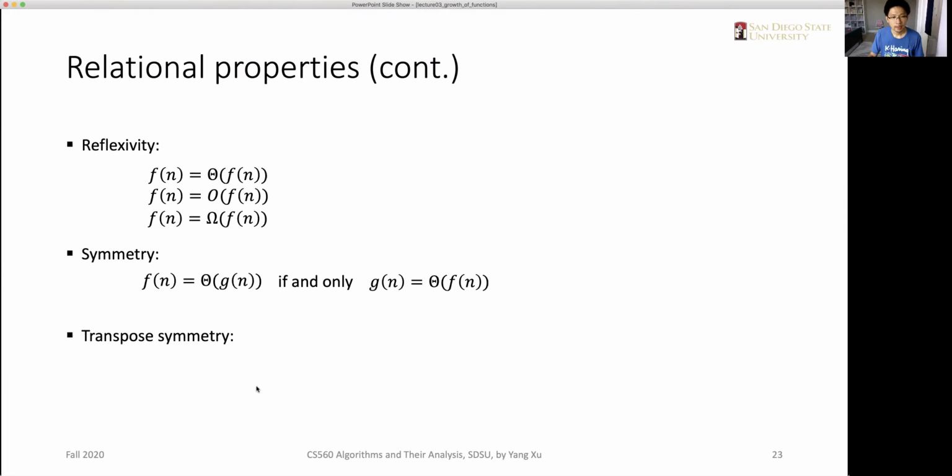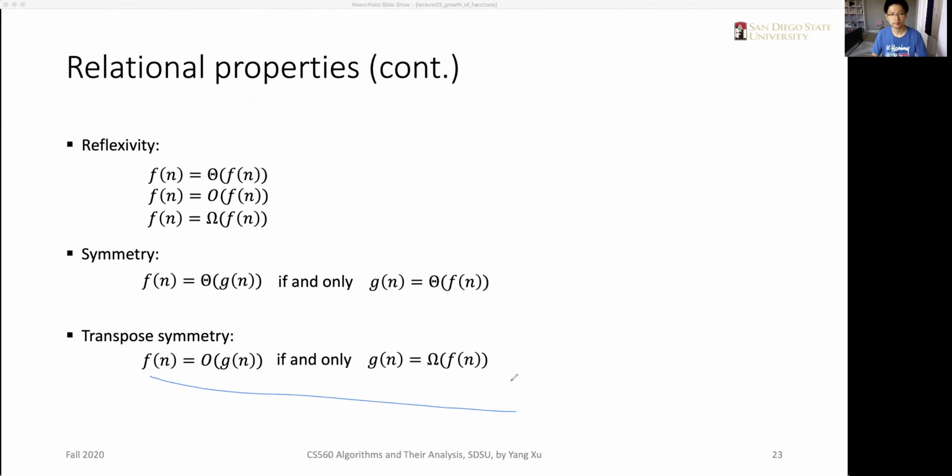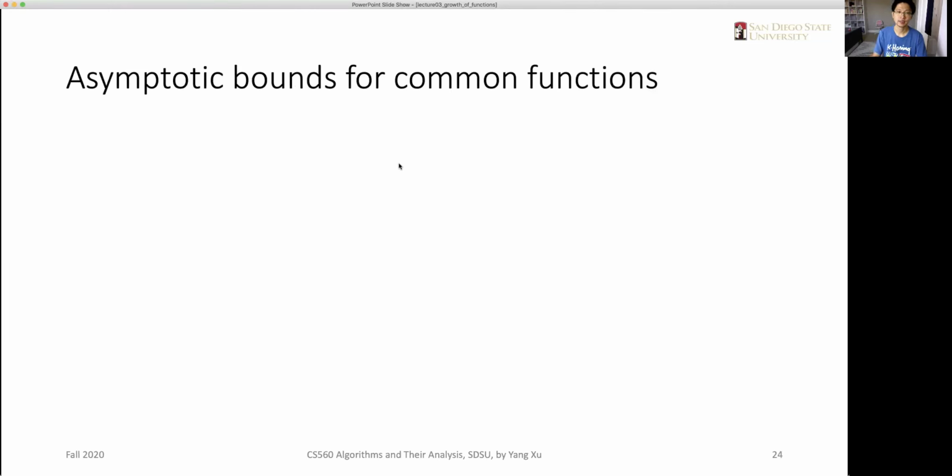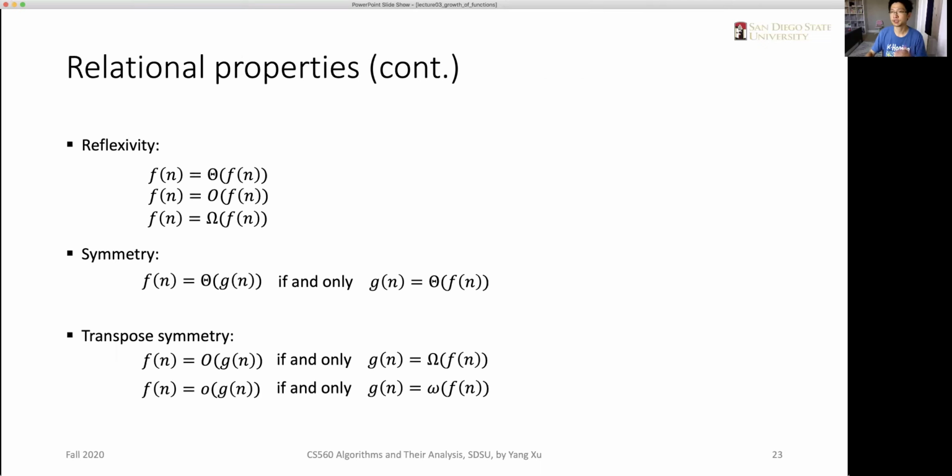And the transpose symmetry is about big O and big omega. So g of n is an upper bound for f of n if and only if f of n is a lower bound for g of n. So these are quite straightforward relationships. In the next video, we're going to look at some asymptotic bounds for some common functions, which we will see a lot in the running time of algorithms.